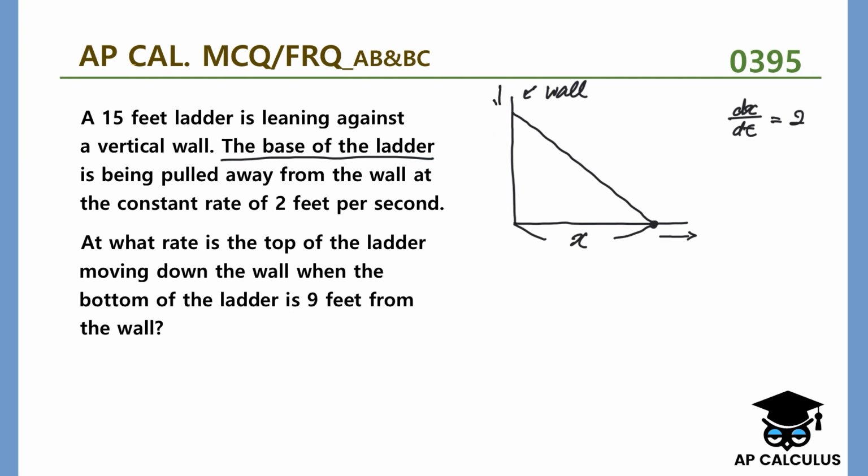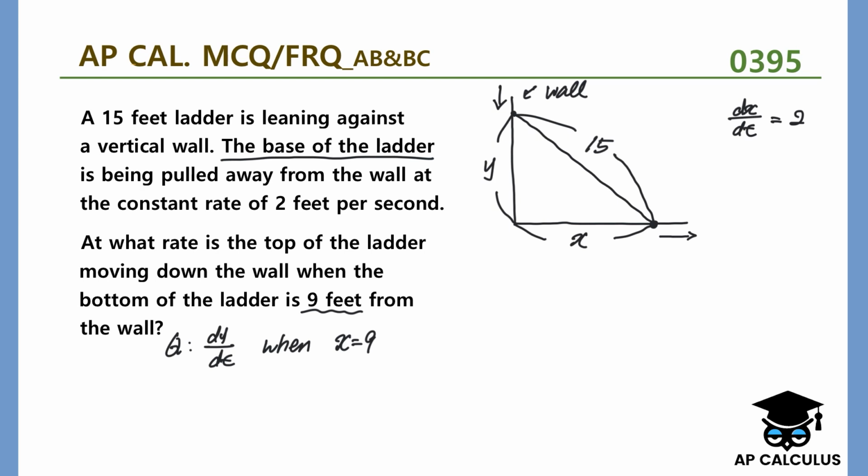So it'll move down. And the question is, at what rate is the top of the ladder moving down when the bottom of the ladder is 9, when x is equal to 9, right? So we're going to let this variable be y. So the question is to find dy/dt when x is equal to 9. That's the question, right? Okay, the length of the ladder is always 15. This one doesn't change. The length of the ladder doesn't change. So we have to write that as a 15 constant, right?